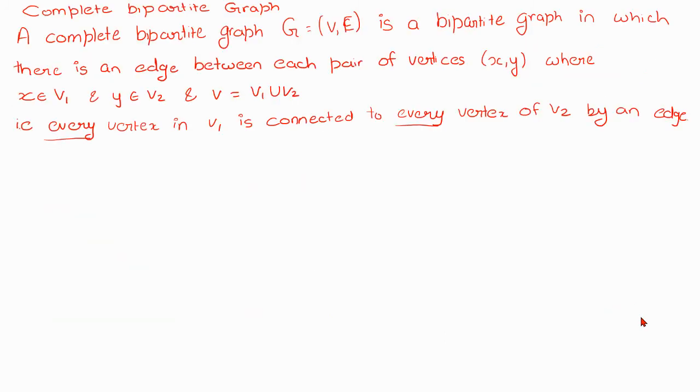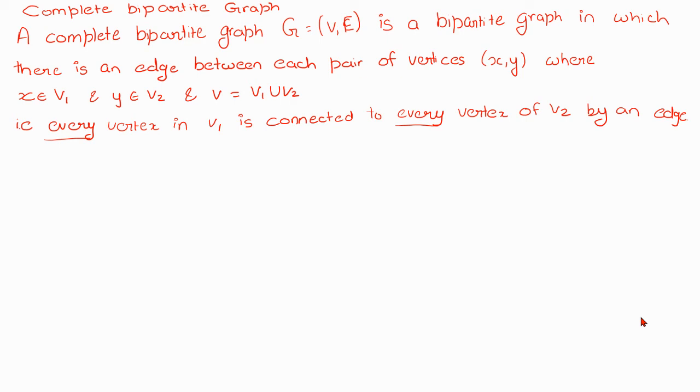Okay, now next. Study about what is a complete bipartite graph. A complete bipartite graph G, which is represented by the ordered pair (V, E), is a bipartite graph in which there is an edge between each pair of vertices x, y, where x belongs to V1, y belongs to V2, and V is V1 union V2. That is, every vertex in V1 is connected to every vertex in V2.